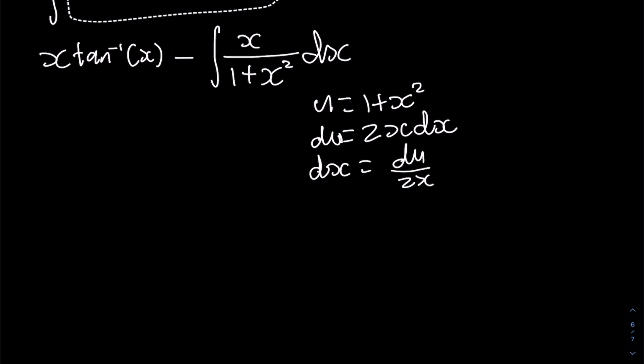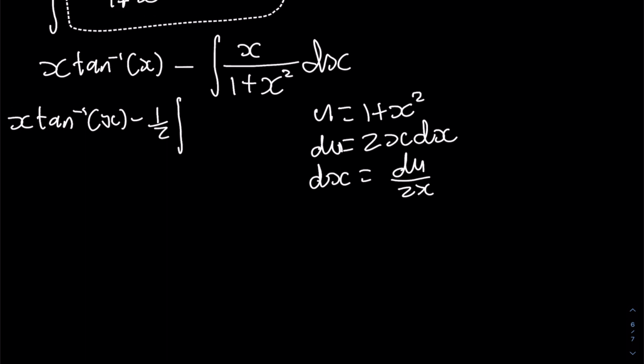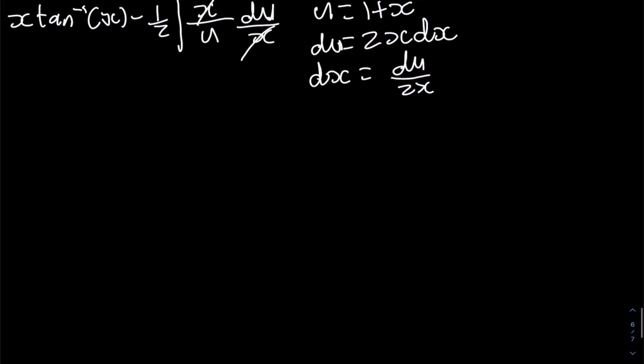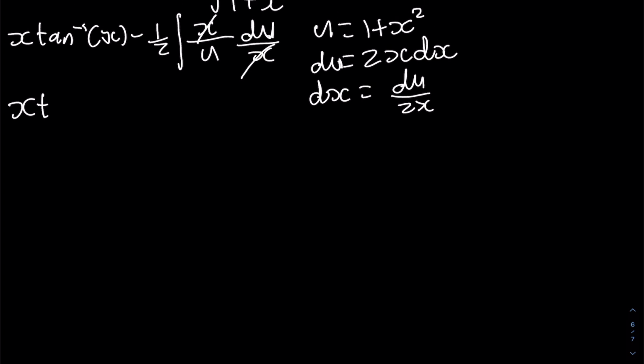So now our integral evaluates to x multiplied by the inverse tangent of x, and then minus the integral. We see that this over 2x is the same thing as 1/2 multiplied by this du over x, and we can take that 1/2 out, as it's just a constant multiple with respect to the integration variable. So we have 1/2 multiplied by the integral of x over u, with dx replaced by du over 2x, so we just have du over x. Very nicely, we see that this x and this x cancel out. We are left with x multiplied by the inverse tangent of x minus 1/2 of the integral of 1 over u du.